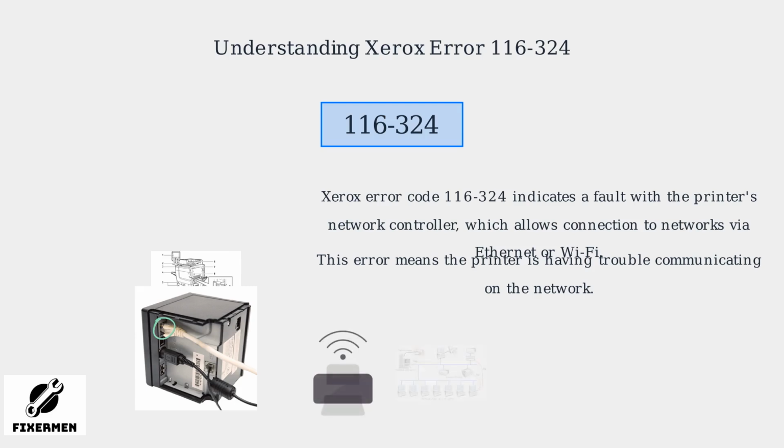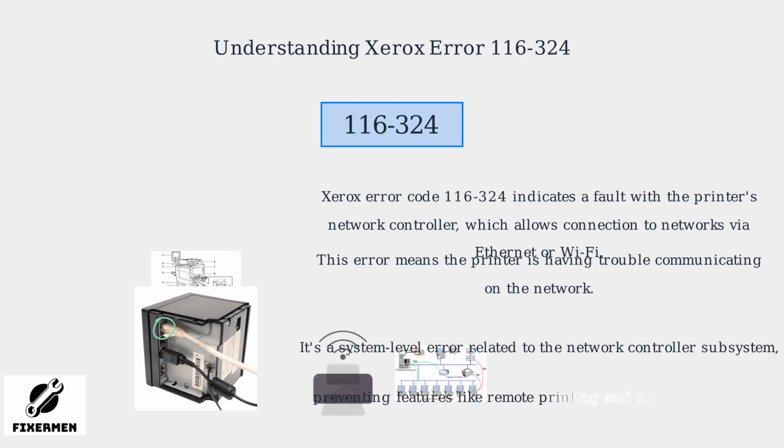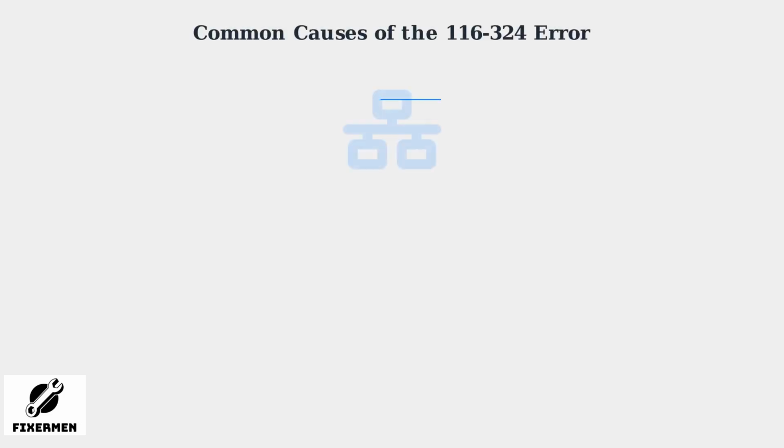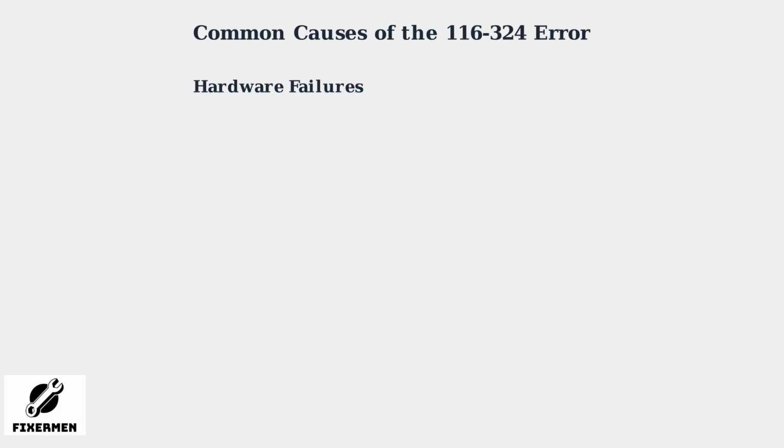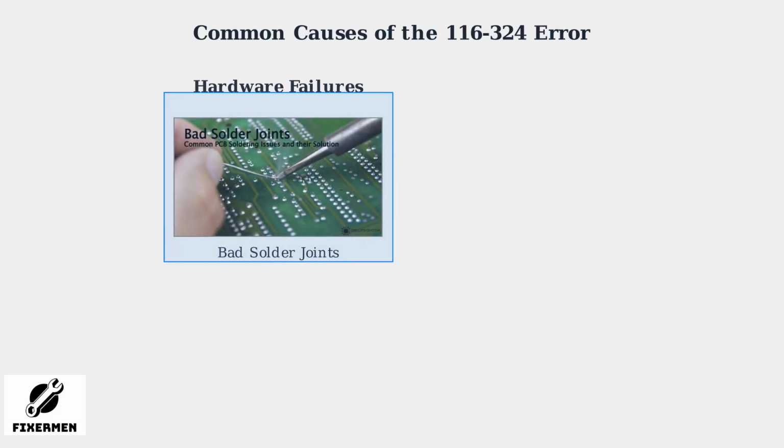It's a system-level error related to the network controller subsystem, preventing features like remote printing and cloud connectivity from working correctly. Several factors can trigger error 16-324. These include hardware failures on the network interface card, or NIC, such as failed capacitors or bad solder joints. Failed capacitors can cause the NIC to malfunction. Bad solder joints on the circuit board can also lead to connectivity issues.